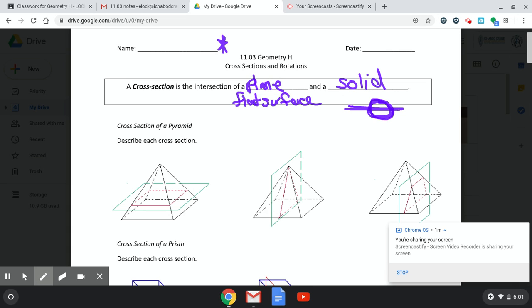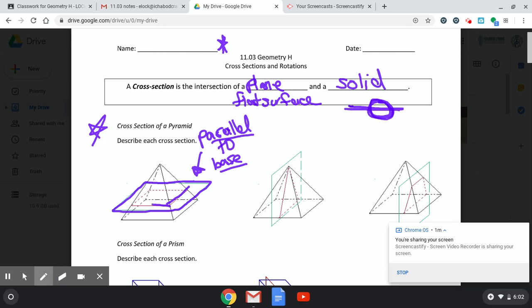But here's a bunch of diagrams, starting with a pyramid. Describe each cross section. So this cross section here, this plane, it's kind of light green color, if you can see it on my screen. That plane is parallel to the base. So that's important wording for some of the questions you're going to be seeing on your homework. And that will give you a smaller version of whatever shape the base shape is. So if this is a square pyramid, that's going to be a smaller square measurement.